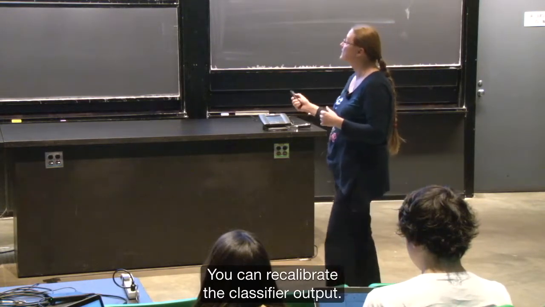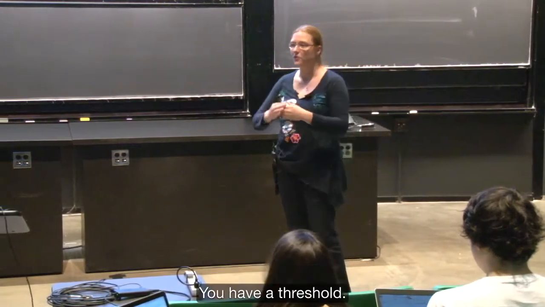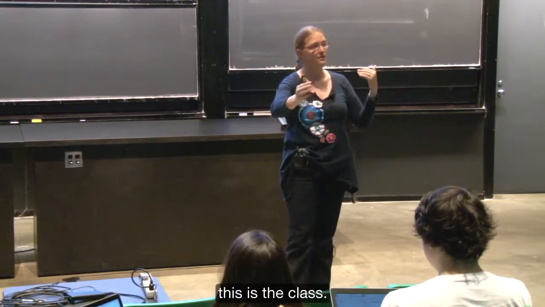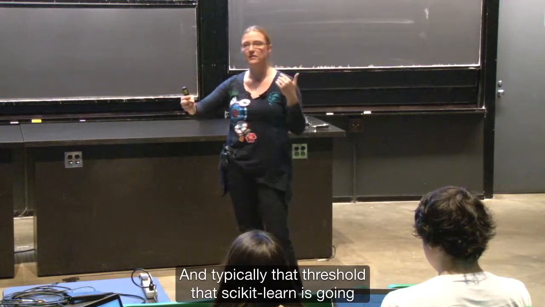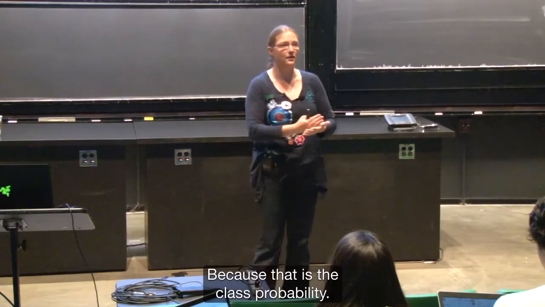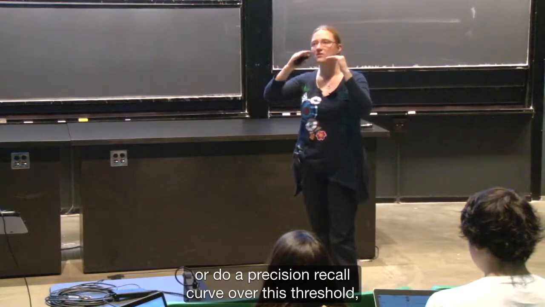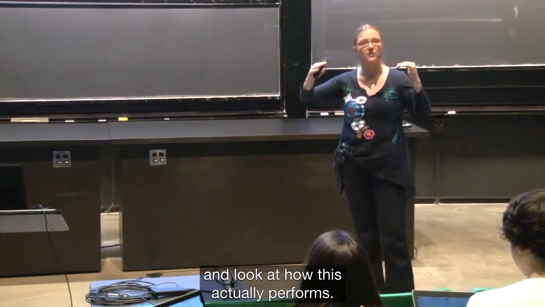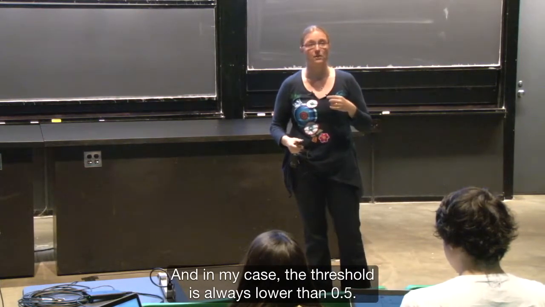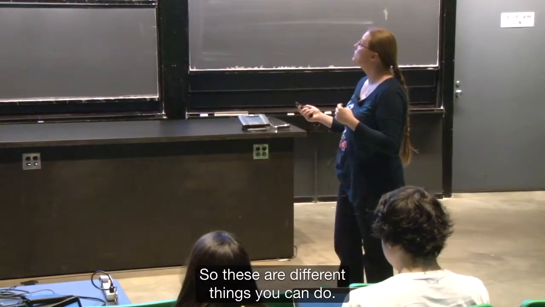You can recalibrate the classifier output. This is, for example, with the random forest, you have a threshold, right? How many votes do I need for one class to actually say this is this class? And typically that threshold that scikit-learn is going to give you by default is 0.5, because that is the class probability. So it's a good idea to do a ROC curve or a precision recall curve over this threshold and look at how this actually performs. And in my case, the threshold is always lower than 0.5. So these are different things you can do.